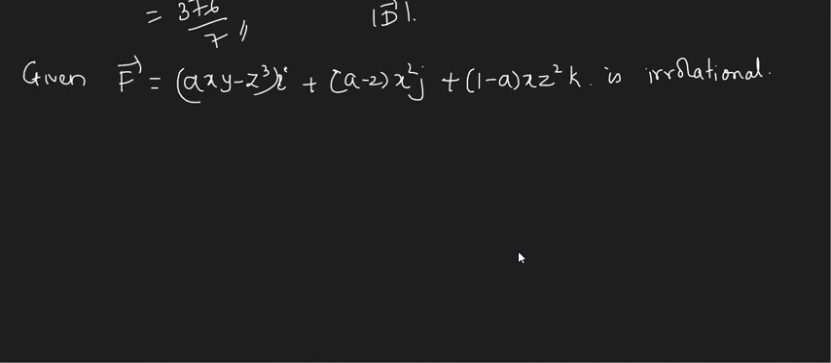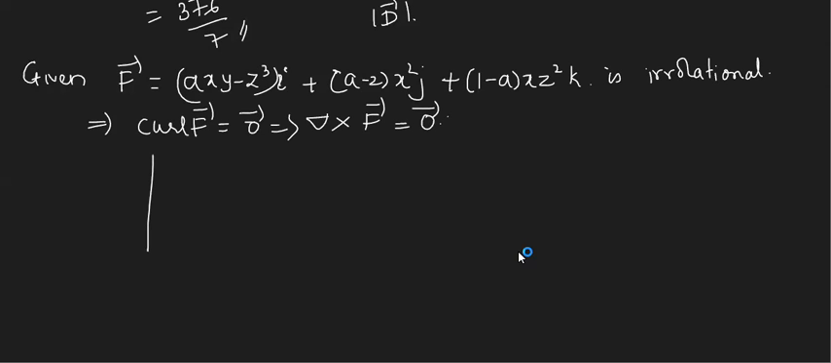Irrotational. What is the meaning if a vector field is irrotational? What does the definition say? Curl F is 0. If you find the curl of such a vector field, it is the 0 vector. Curl means del cross F, and it is the 0 vector. Take del cross F.